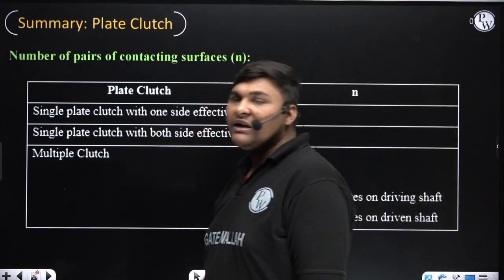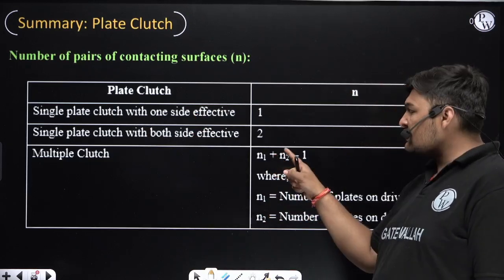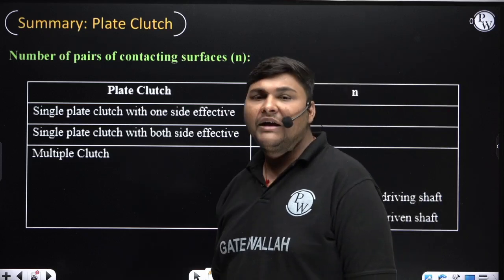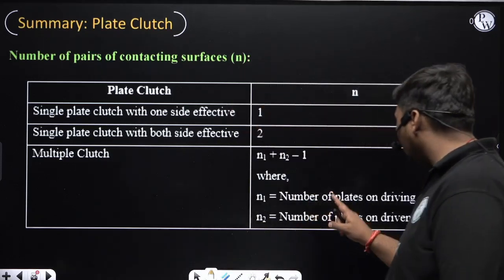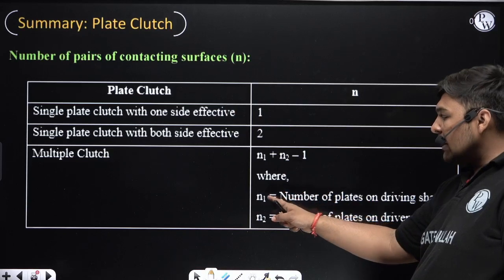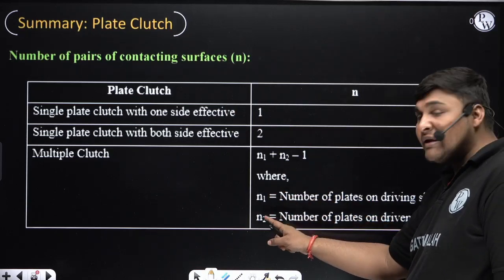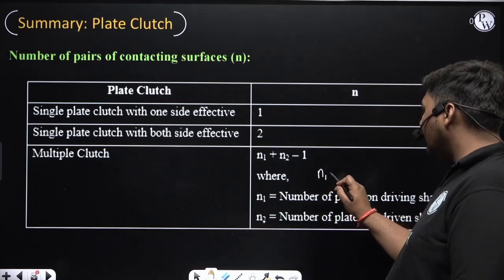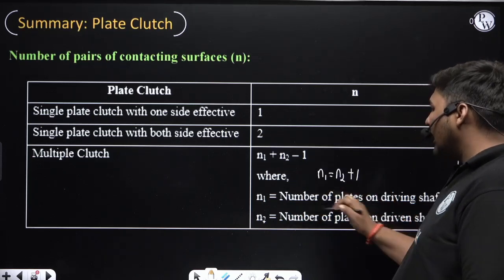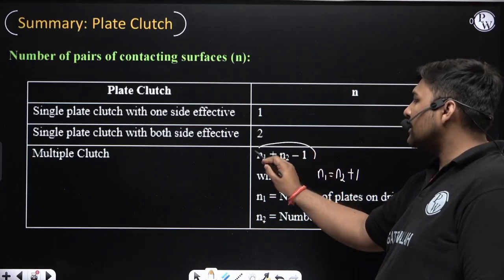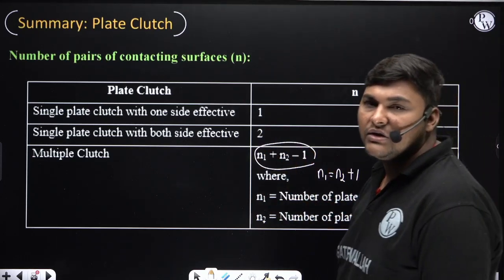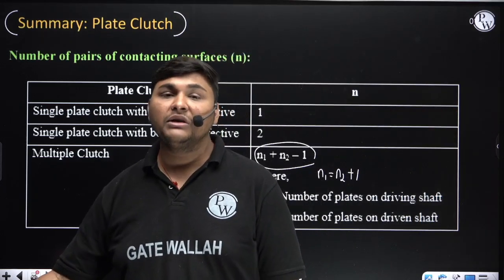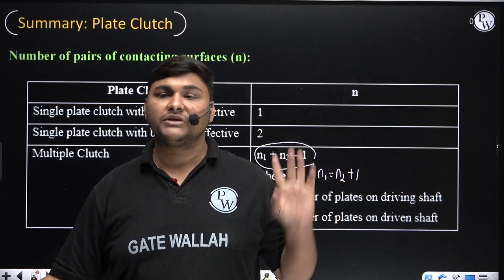Now for a multi plate clutch, the formula to calculate the number of pairs of contacting surfaces is n1 plus n2 minus 1, where n1 is the number of plates on the driving shaft and n2 is the number of plates on the driven shaft, and the value of n1 will be equal to n2 plus 1. You can remember this also: n1 will be equal to n2 plus 1. And this is the formula to calculate the number of pairs of contacting surfaces for a multiplate clutch. So this is the complete summary of the plate clutch. Now we will discuss some questions from plate clutch by using this concept.